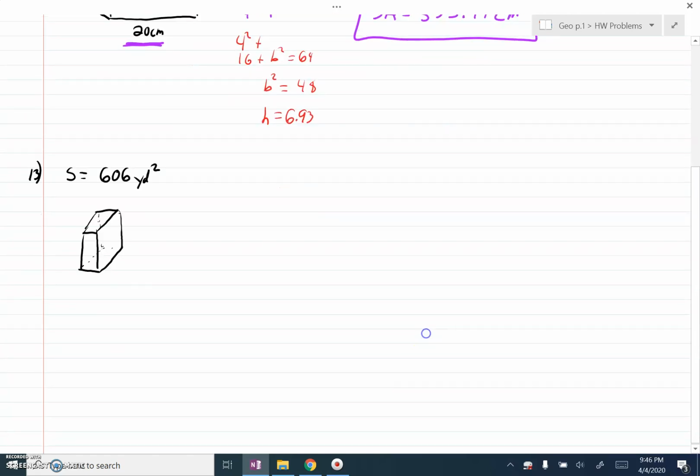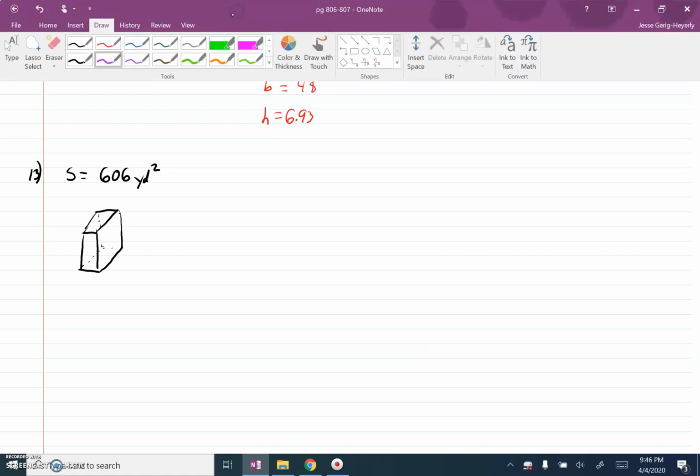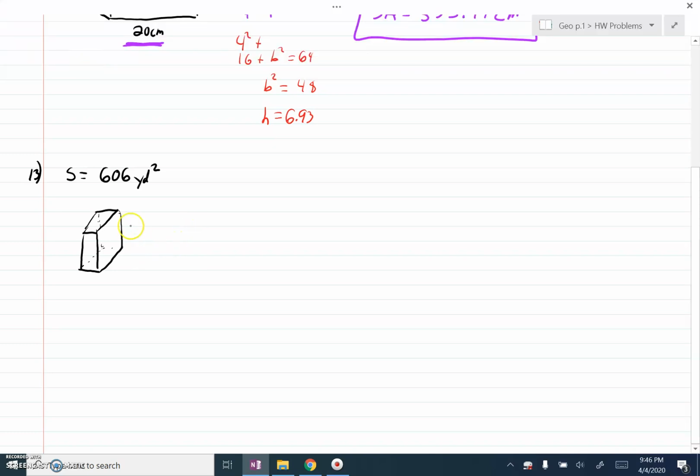The second problem I'm going to look at is number 13. It tells you the surface area is 606 yards squared. It also gives you 3 of the side lengths. It gives you this one on the height here, though this doesn't have to be the height, you can turn it to make different things. That's 15. This diagonal one is x, and the bottom here is 7. And it gives you the surface area.